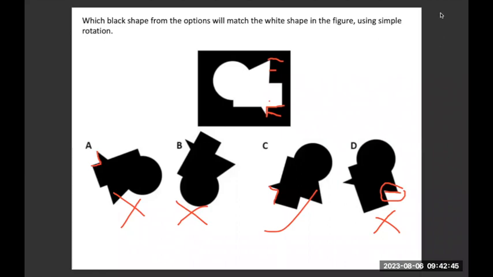Because it's given using simple rotation here. I mean, read the question once. Anvi, your question is very logical. But what is given in the question is which black shape from the options will match the white shape in the figure using simple rotation, which means mirror function is not possible. Okay. Read the question very carefully. Okay. Chalo, we'll move to the next one then.